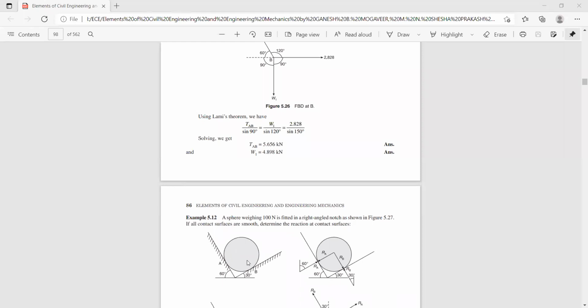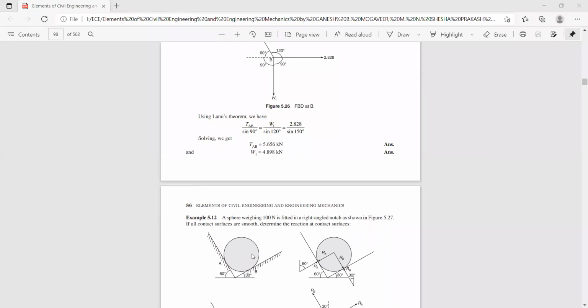Now here you have a 100 Newton sphere which is placed in an L-shaped container, and the surfaces of which are assumed to be smooth, and this angle is 90 degrees. Since it is a right angle container, this side of the container makes an angle of 30 degrees with respect to the horizontal axis, and this side makes an angle of 60 degrees with respect to the x-axis. So this is 60 plus 30, 90. So this is 90. So total is 180 degrees.